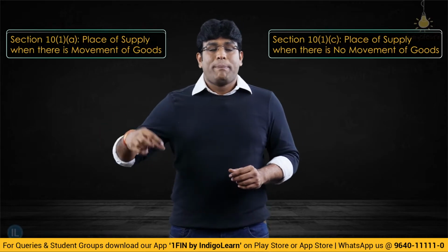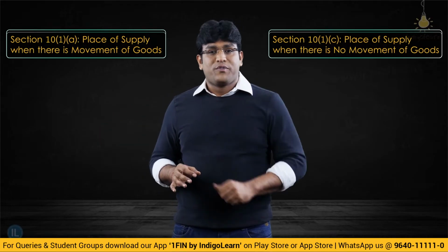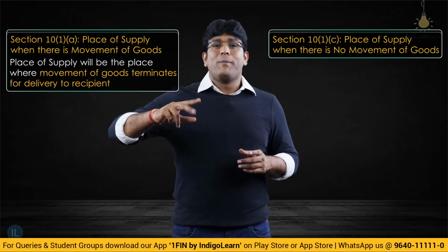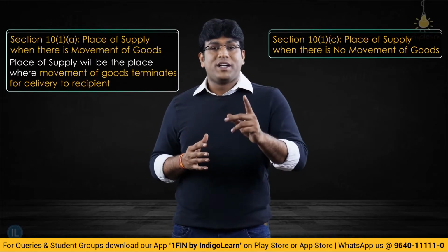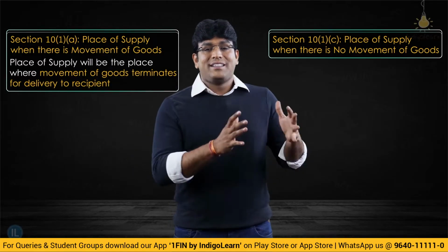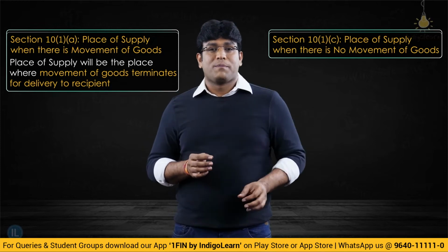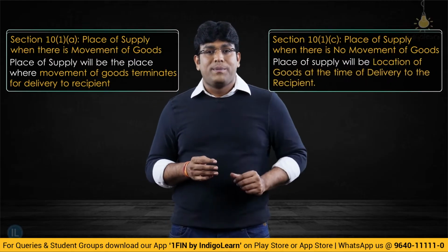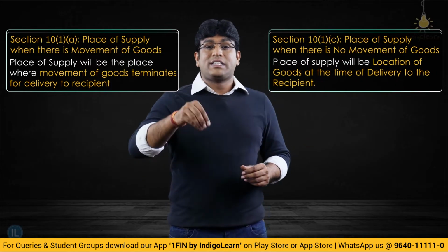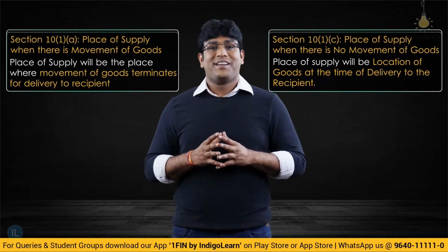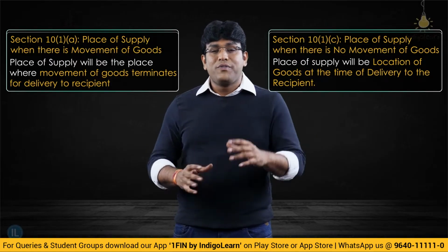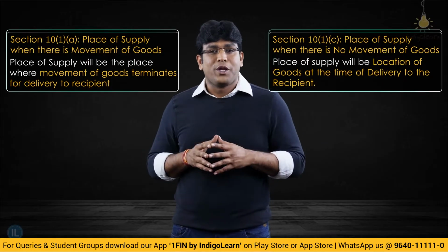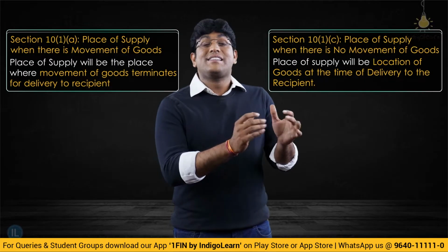10(1)(a) talks about place of supply in case where there is movement of goods, and in that case, place of supply will be the place where movement of goods terminates for delivery to the recipient. 10(1)(c) will apply to determine place of supply where there is no movement of goods, where 10(1)(c) specifies that place of supply will be location of goods at the time of delivery to the recipient. What a brilliant language they used. So that is the story of 10(1)(a) and 10(1)(c).